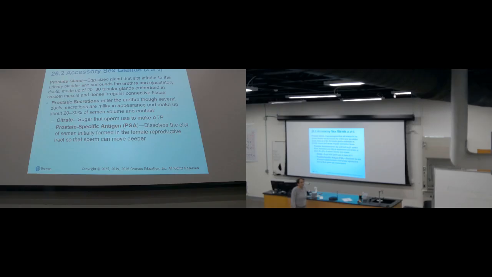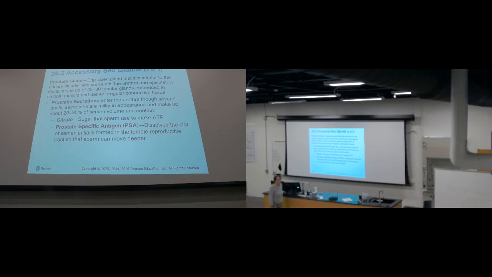The prostate gland is an egg-sized gland that sits inferior to the neck of the urinary bladder, surrounding the prostatic urethra and the ejaculatory duct. It is made of segments, 20 to 30 tubular glands that are embedded in smooth muscle and dense irregular connective tissue. So just as the seminal vesicles, the prostate gland has secretions that go into the ejaculatory duct, and the fluid is milky in appearance, so it's whitish, and makes 20 to 30% of the volume of the semen.